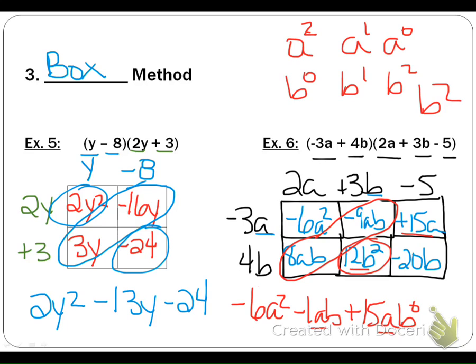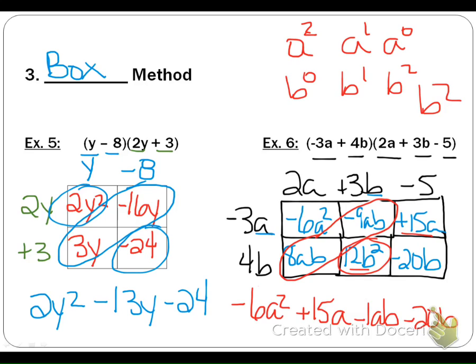I'm going to erase that and rewrite it. Okay, so what did I just say? We want negative 6a squared, and then the plus 15a, because that would be like b to the 0. Then we would want our negative 1ab, so that would be like b to the first. And then our negative 20b, because that would be like a to the 0.